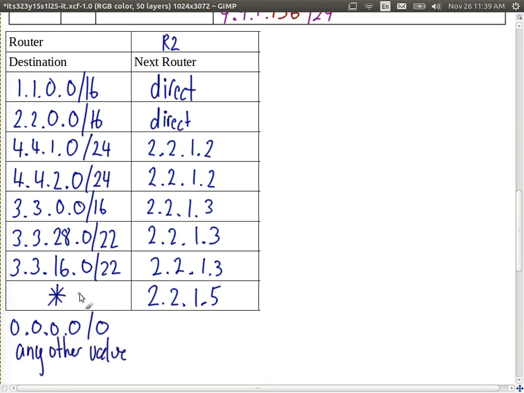Any other value? Now, how do we use that? If we have this routing table, then the way that we use it, when router R2 has an IP datagram, it looks at the destination address.